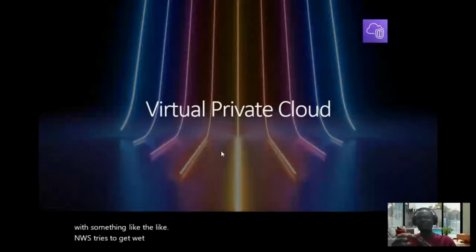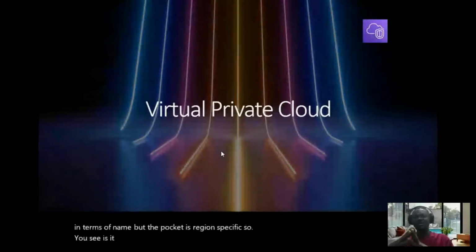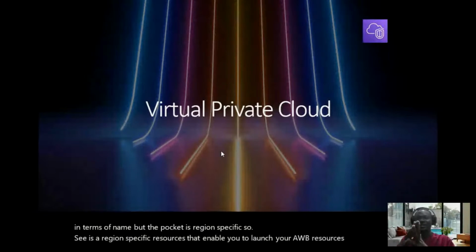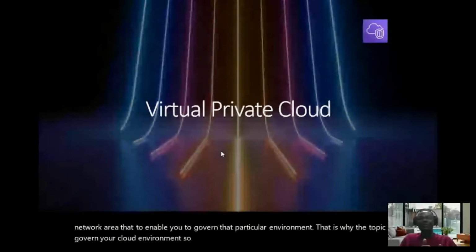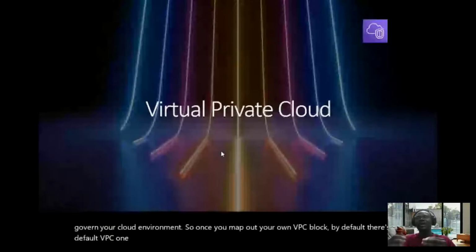So AWS VPC is a region-specific resource that enables you to launch your AWS resources within a defined network area that enables you to govern that particular environment. That is why the topic says govern your cloud environment. Once you map out your VPC, by default, there's a VPC once you sign up for an AWS account.